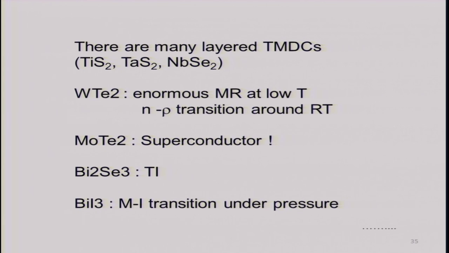First of all, around room temperature it shows a transition from n-type to p-type carriers, a very interesting room temperature transition. That is what we have found, and we have just published a paper in the Journal of Physics recently. But more interesting is this enormous magnetoresistance at low temperature. Bob Cava at Princeton has published a paper in Nature, and also a theory about that in PRL recently.